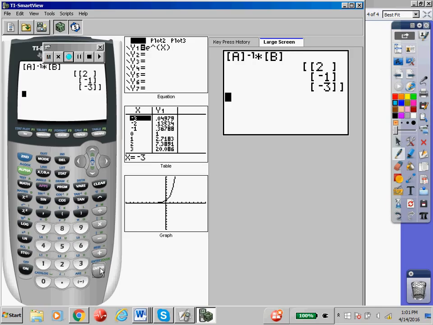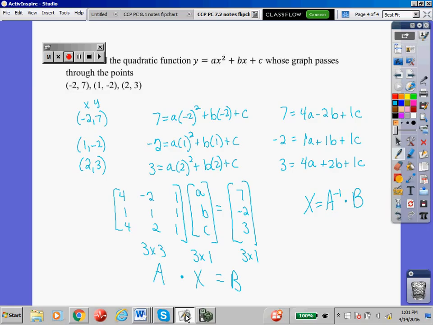And this is amazing. It just, in an instant, solves for A, B, and C. So A is 2, B is -1, and C is -3. So what does that mean? This means I have y equals 2x squared minus x minus 3. There's the solution.